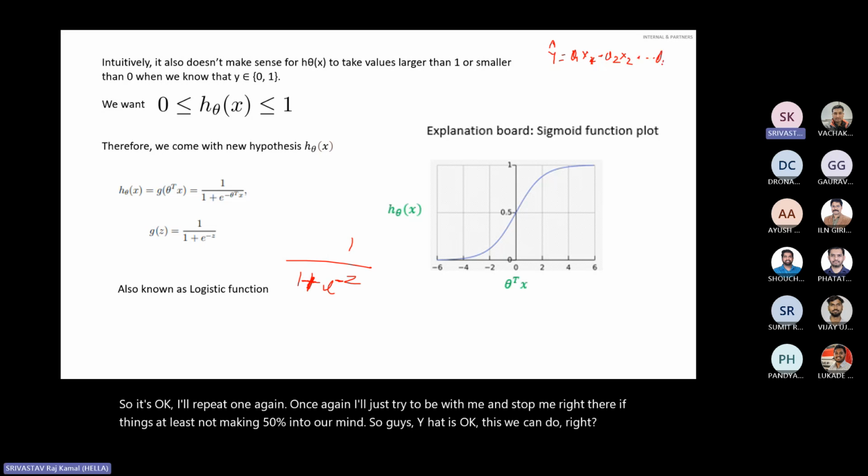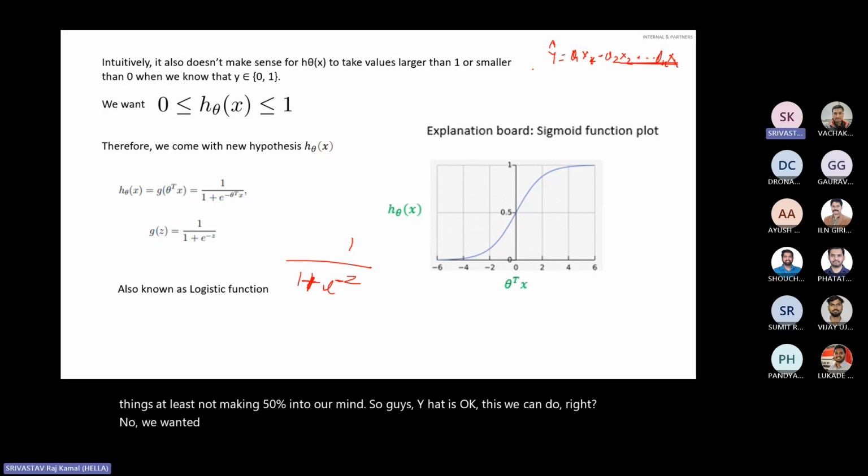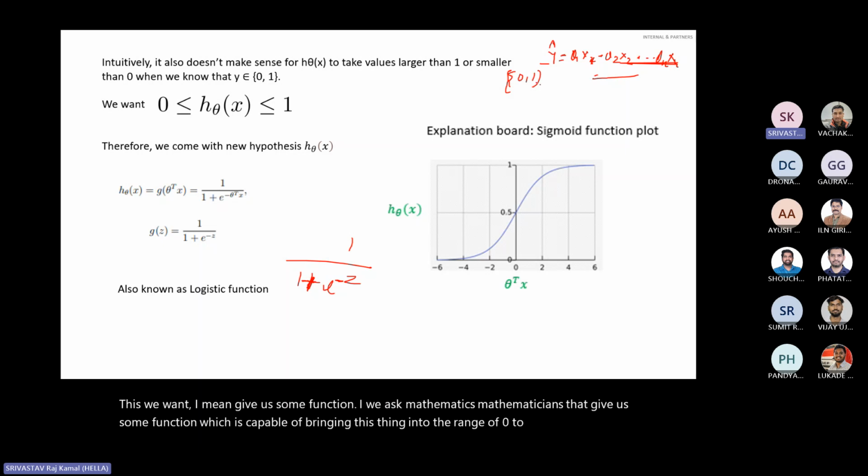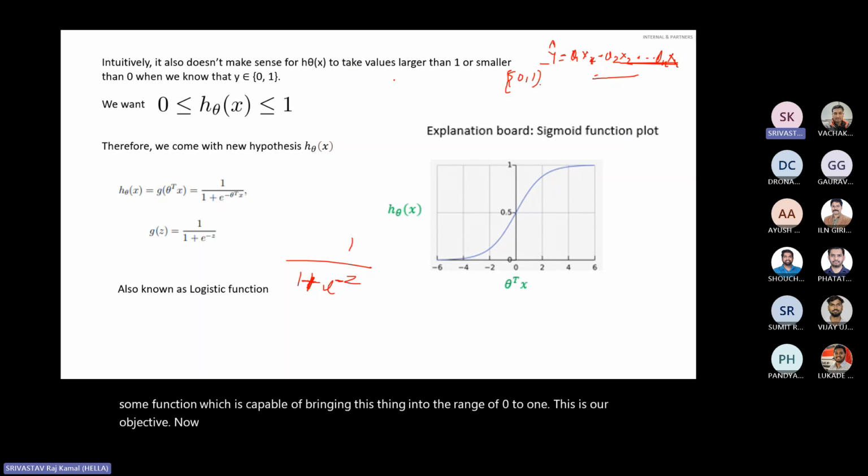Now our next main task was that we wanted some hypothesis which is capable of converting the y hat into the range of 0 to 1. We asked mathematicians to give us some function capable of bringing this into the range of 0 to 1. This is our objective. We tried a lot of functions. Then researchers came out, and Sigmoid is the name of the researcher who gave this function. That's why it is called a sigmoid.